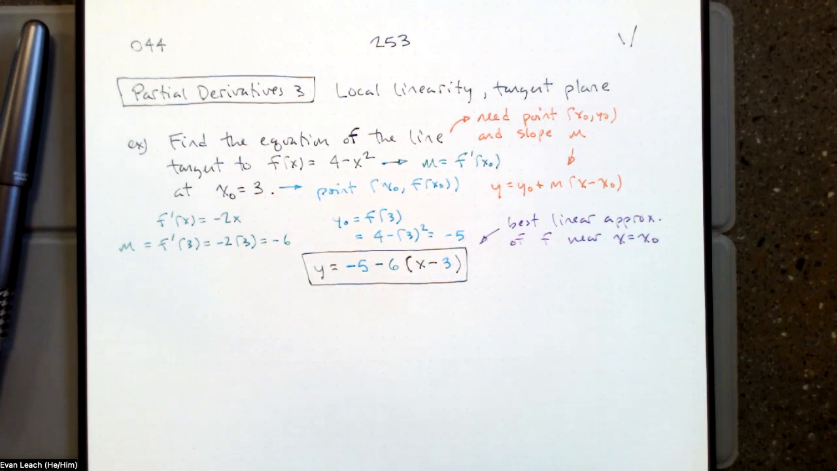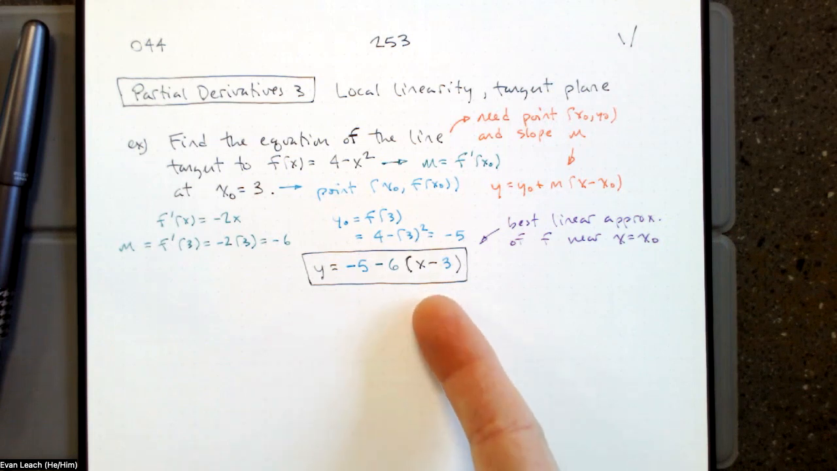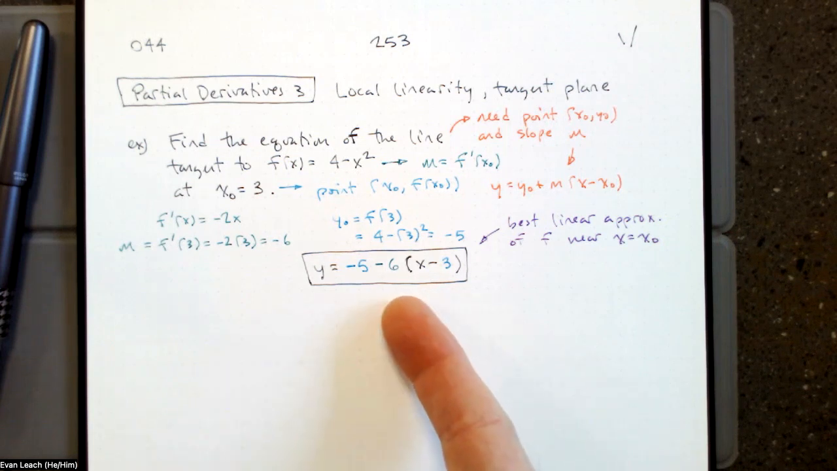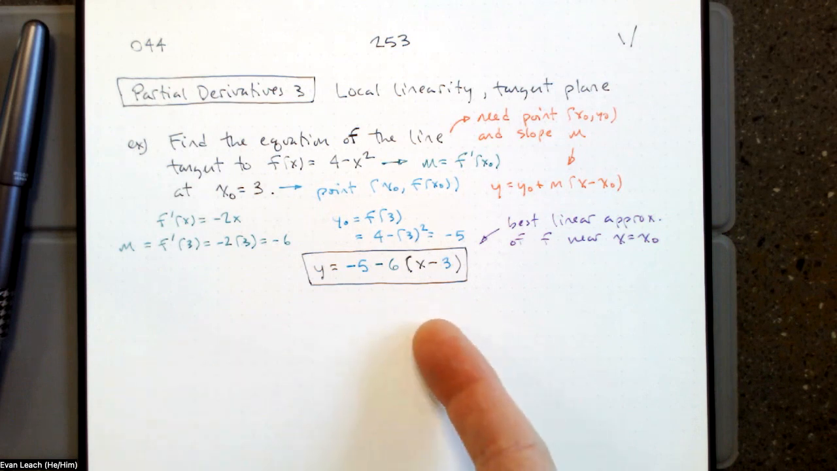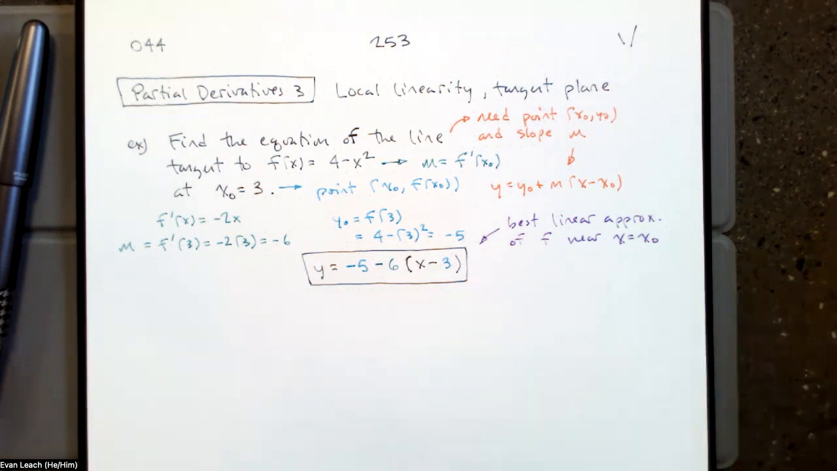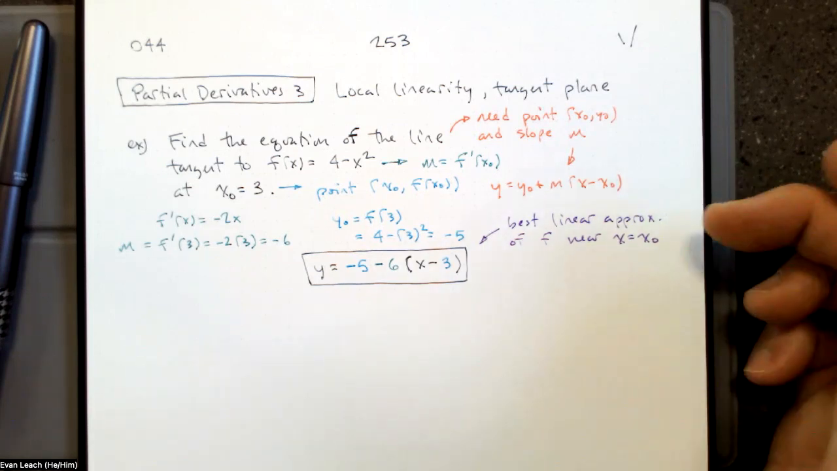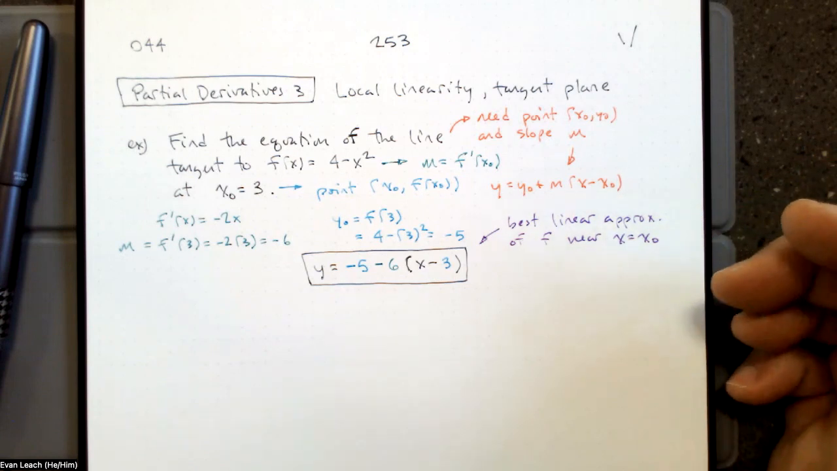In the past, we could have used this to approximate what's going on at x naught equals 3.1 by noting our delta x will just be 0.1. So negative 5 minus 0.6, negative 5.6. It's a little bit weird because we have such a simple function. Why don't we just plug 3.1 into our function and find out exactly what's going on at 3.1? But that's not the point. The idea is this is the best linear approximation of the function.